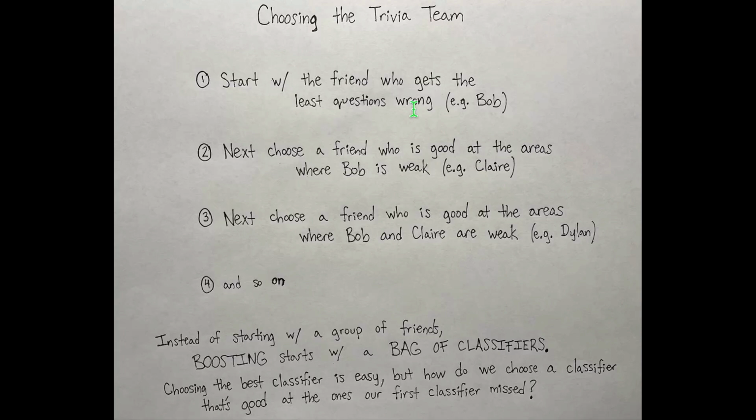So this is just writing out the algorithm we just went over. You start with your smartest friend who gets the least questions wrong, like Bob. Then we choose a friend who is good at the areas where Bob is weak, like Claire. And then we choose a friend who's good at the areas where Bob and Claire are weak. So Bob's bad at history, Claire is bad at pop culture. So you want someone who's not bad at history or pop culture. And so on if you were building a team with more than 3 people in it.